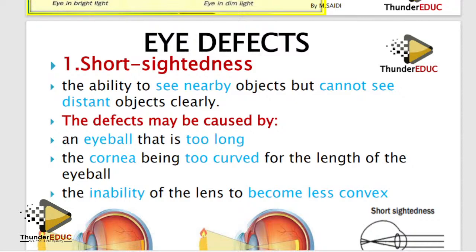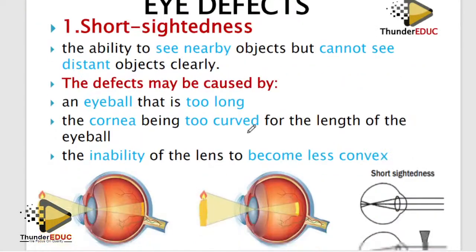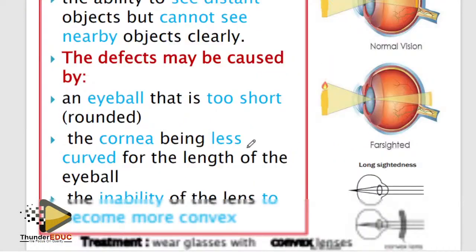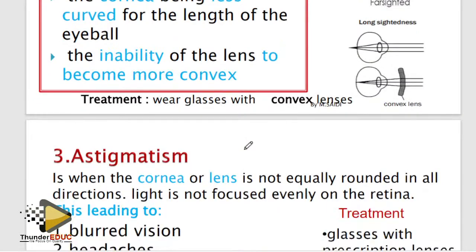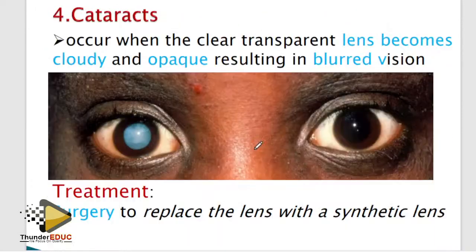So let's see what it means here. Eye defects: short-sightedness. When you say short sight, it means that you can see things which are near. Long sight means that you can see things which are far. Astigmatism means that you can see things, but you have some problems with the edges. Then cataracts, the lens has clouded. It means that light cannot go through, so you won't be seeing things clearly.